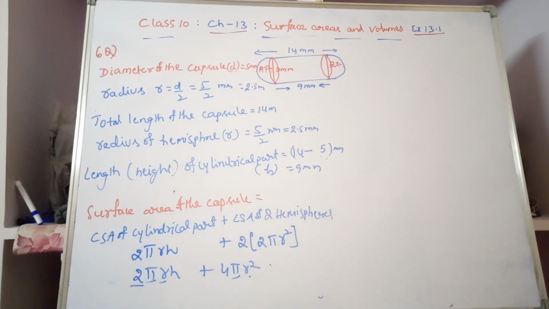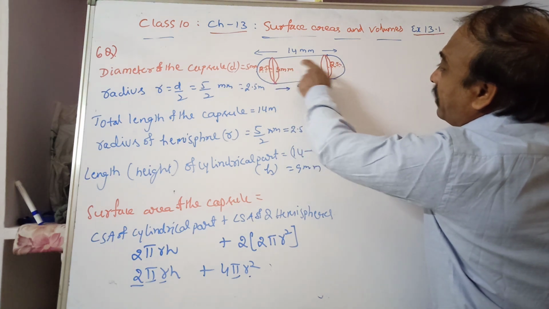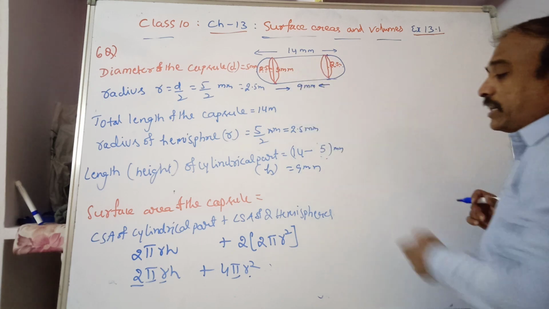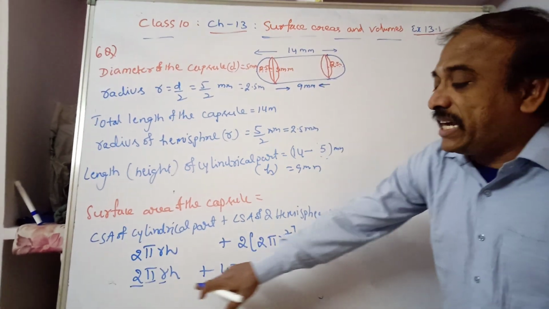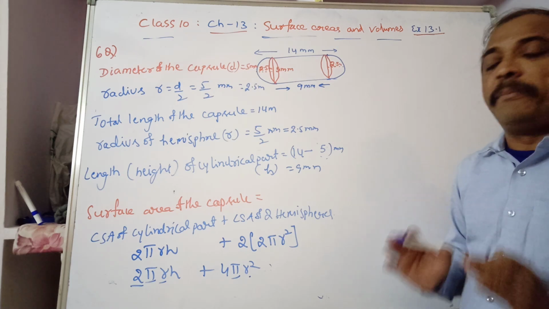See the difference, value and alphabet. Here the value is 2.5 and even this cylindrical part is also the same. That's why we are taking common. If the radius differs, then you cannot take out common.